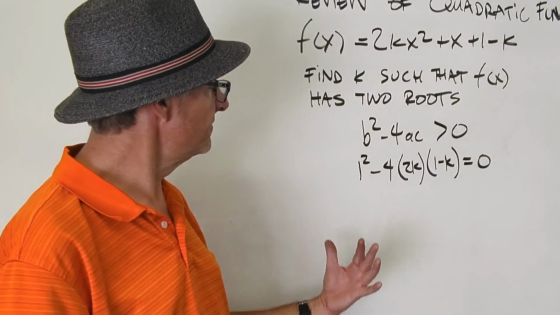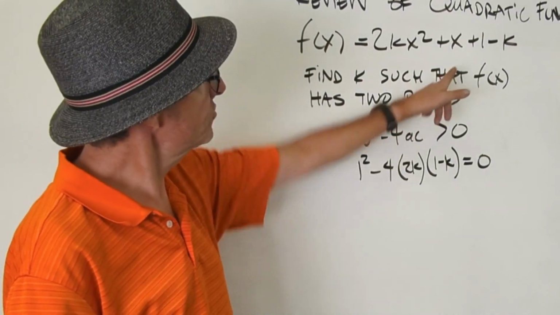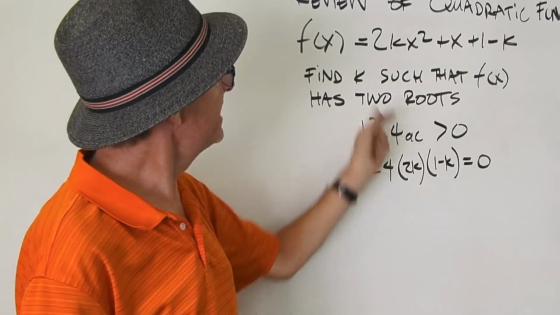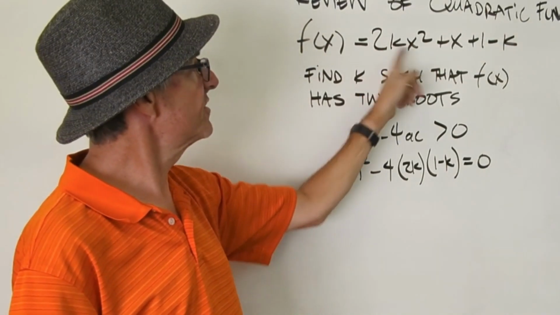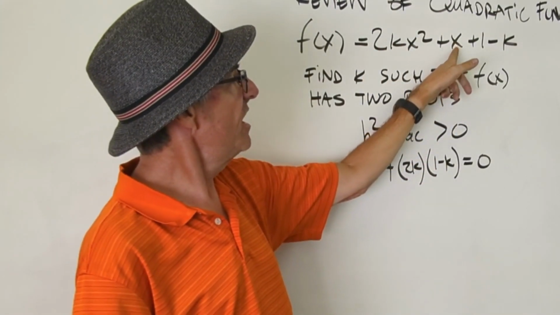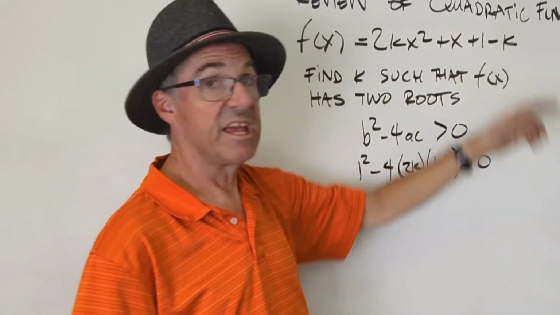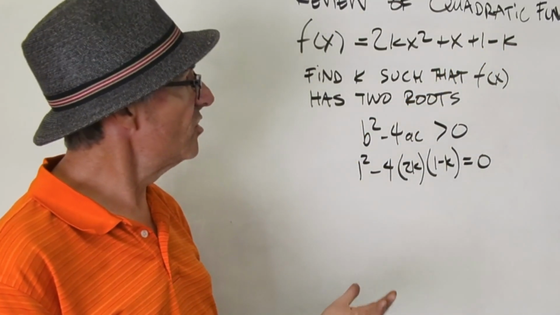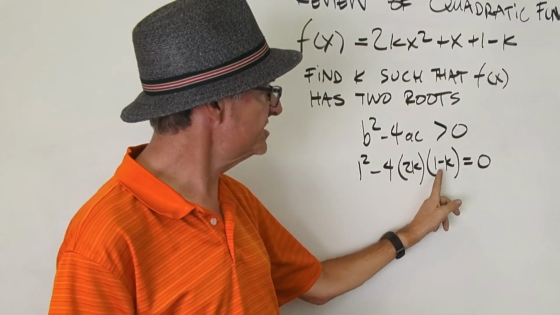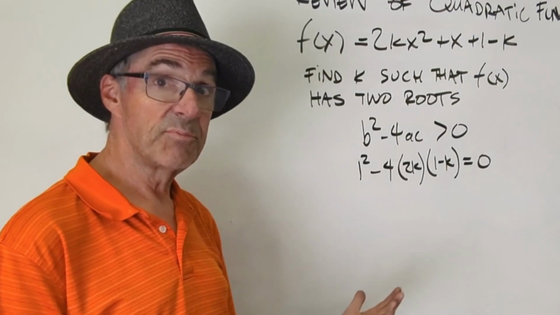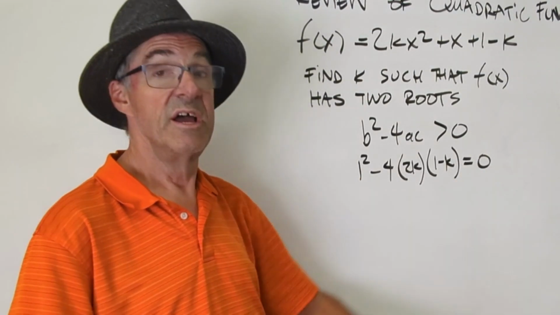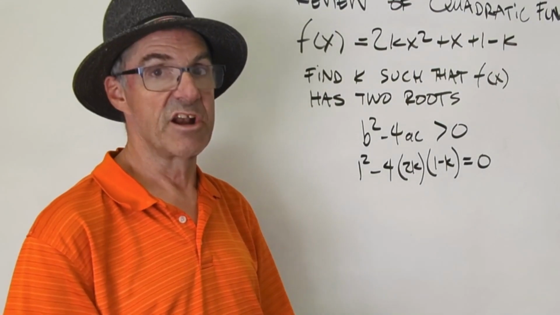So here's my plug-in step. B is just 1. There's a 1 there. So it's 1 squared minus 4 times a. The a is the 2k. Whatever is in front of the x squared term is our a. So 2k is my a, and then the 1 and k are both constants. We don't know k, but we're going to figure things out about k. So our c is just 1 minus k. So that's our plug-in step. I set it greater than 0 because we're going to solve for the values of k that make this true and then reinterpret that to get our answer.